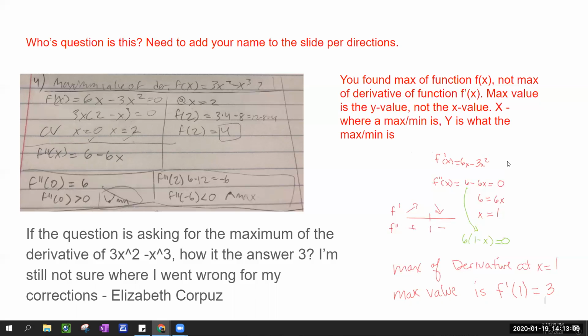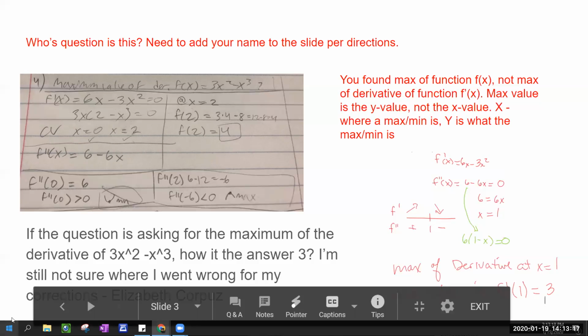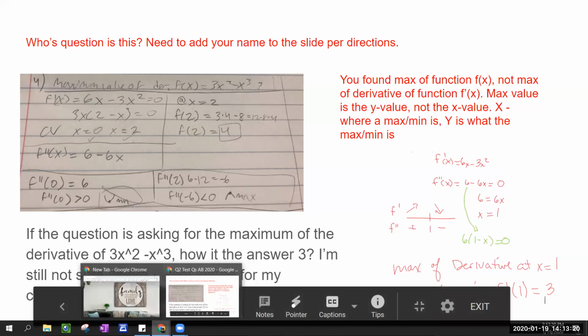Where it occurs is the x value, which in this case would be x equals 1, but the max would be 3. So I hope that answers that question, whoever had that one.